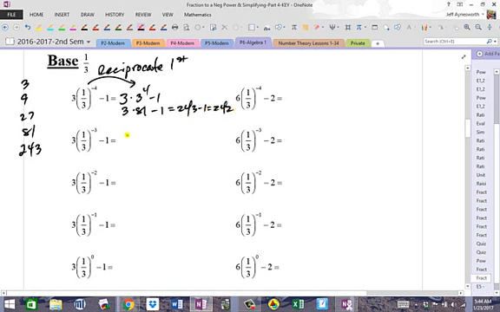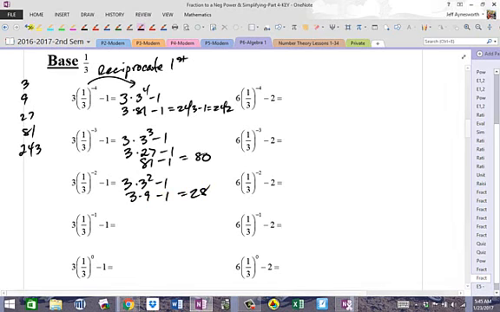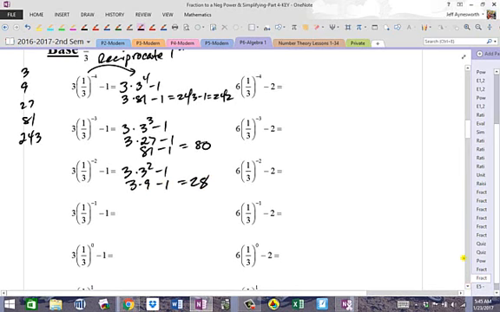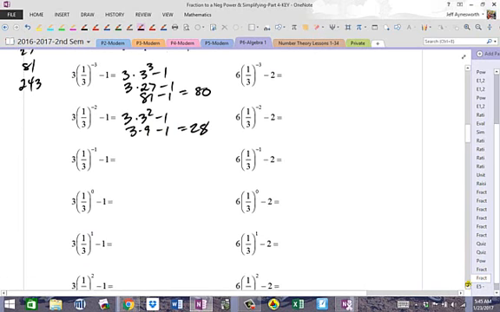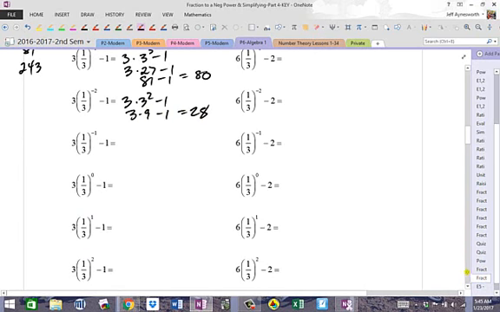All right, 3 times 3 cubed minus 1. 3 times 27, right? 3 cubed is 27, minus 1. That's 81 minus 1, or 80. 3 times 3 squared minus 1 is 3 times 9 minus 1, or 28. All right, so you have to know your basic skills. That's why we warm up every day with the powers of 2, 3, 4, 5, and 6.